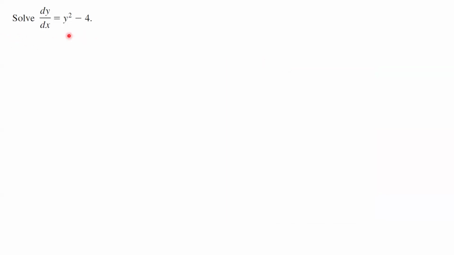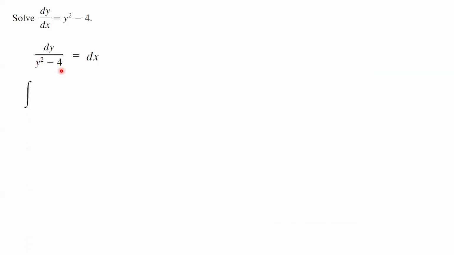We're going to solve this differential equation: y prime is equal to y squared minus 4. This is a separable differential equation. We can write it as dy divided by y squared minus 4. On the right-hand side, you have dx.